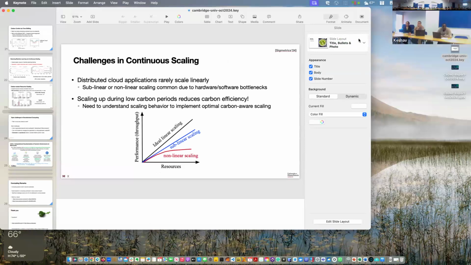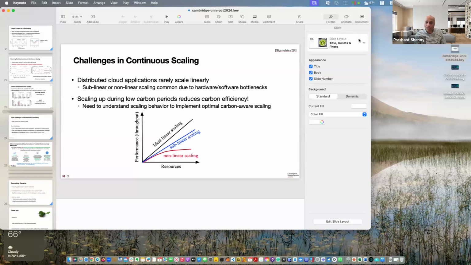Yes. Okay, so I think you brought up an interesting systems problem, because I talked about suspend-resume, but I also talked about scaling, and I said when there is low carbon energy, scale up the application. But it's easier said than done, because just because you give more servers to an application doesn't mean its throughput is going to grow linearly, right? There are all kinds of scaling issues, hardware bottlenecks, caching problems, synchronization bottlenecks that will actually give you non-linear or sublinear scaling, which is what this curve is showing.